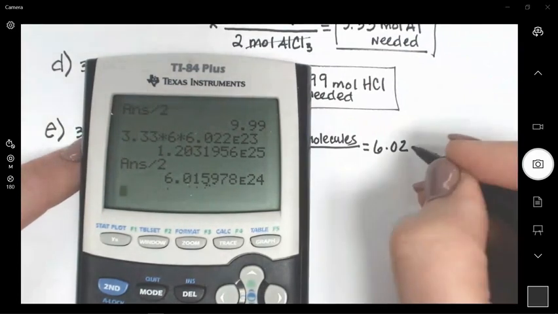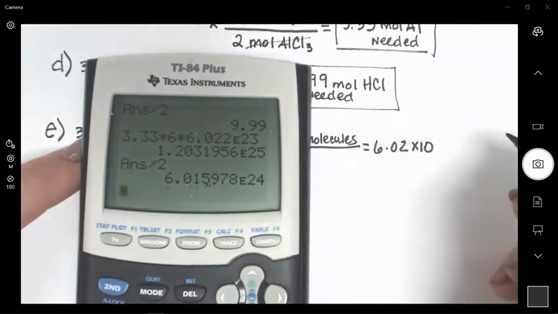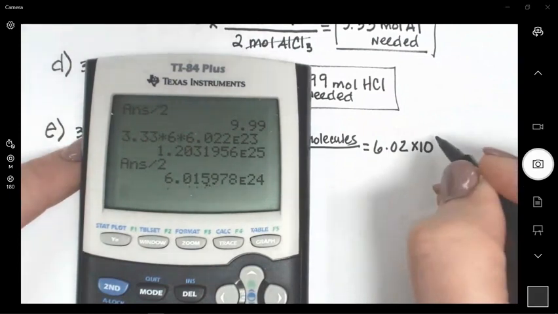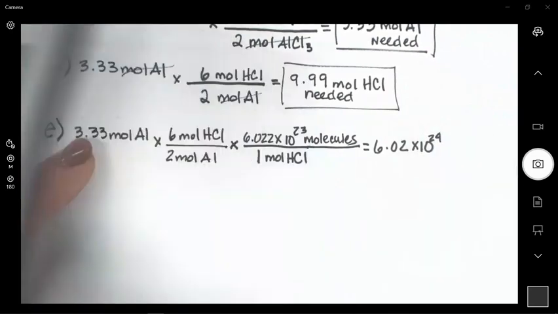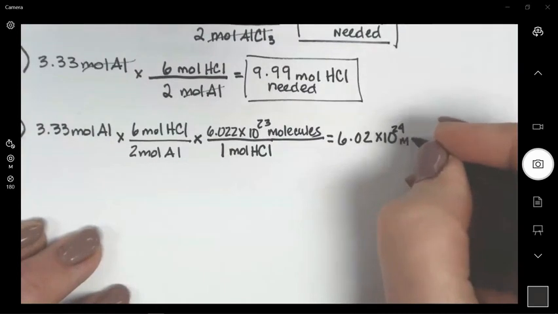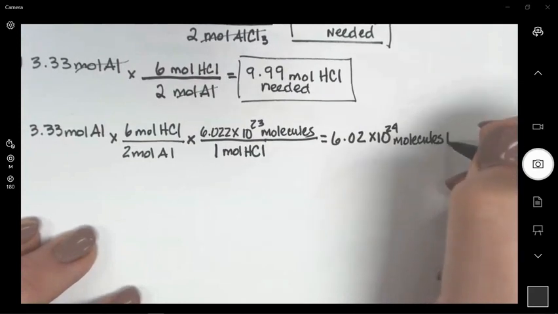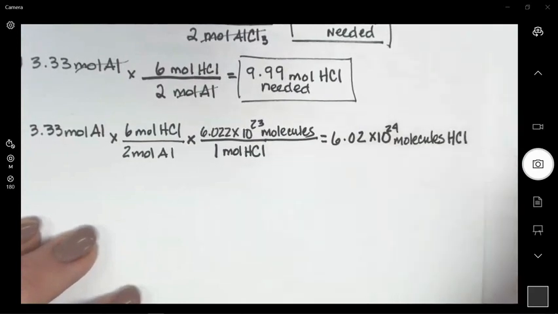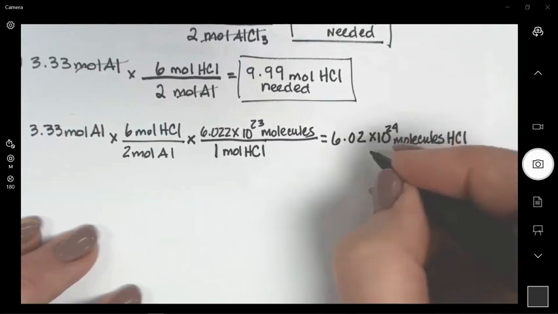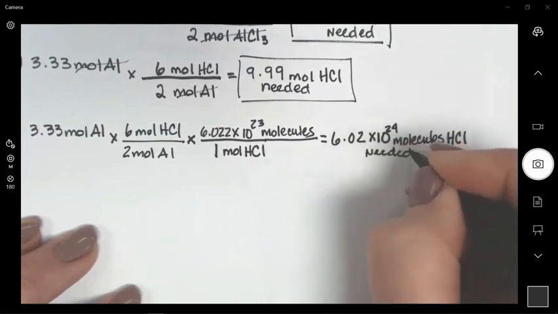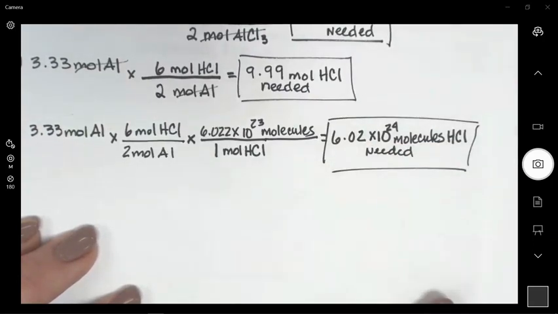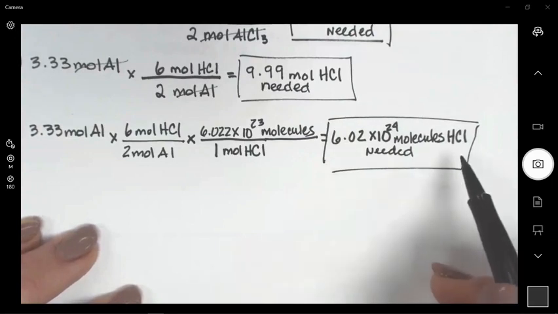6.02 times 10 to the 24. Now, what are my units? Molecules. What's my subject? HCl. And is there a verb needed? That's only if you're an overachiever. No. HCl is hydrochloric acid, right?